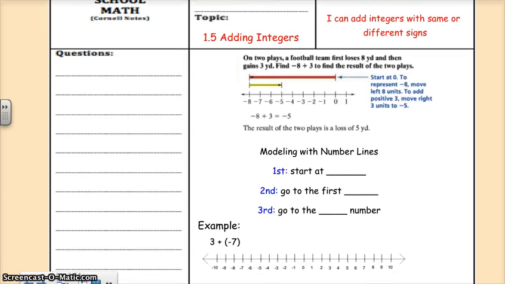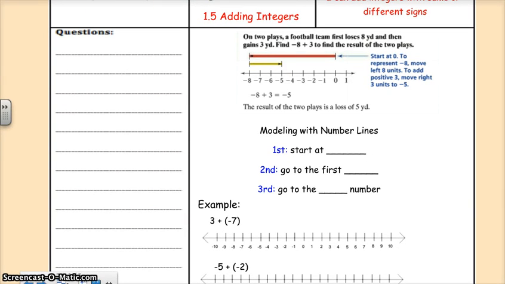The next visual that we do is using a number line, one of my least favorites, but we'll get through it. Here, for the number line, we are representing a football play, creating a number line. It says on 2 plays, a football team first loses 8 yards and then gains 3 yards. So we want to find -8 plus 3 to find the total yard gainage.